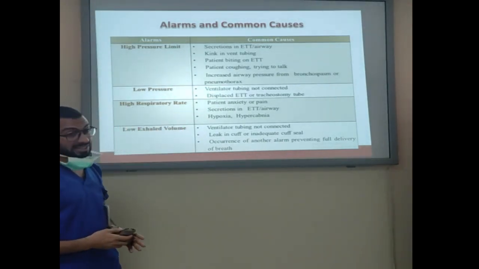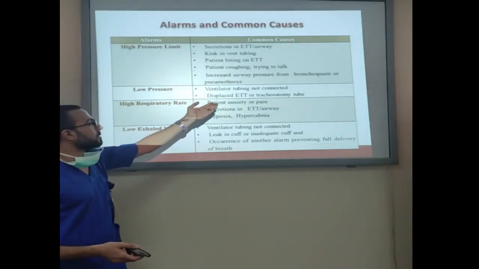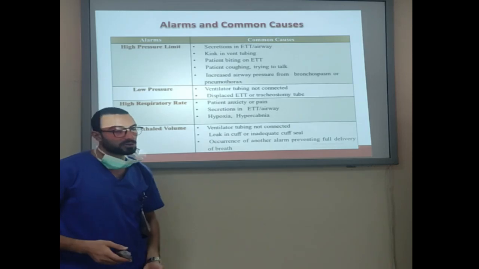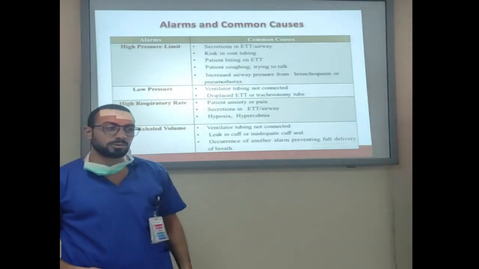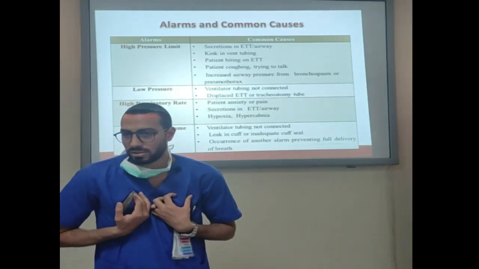And also patient coughing, trying to talk, trying to fight the vent, increase the airway pressure from bronchospasm or pneumothorax. Yes, sometimes if the patient has pneumohemothorax like this, it increases the intrathoracic pressure and it causes resistance.